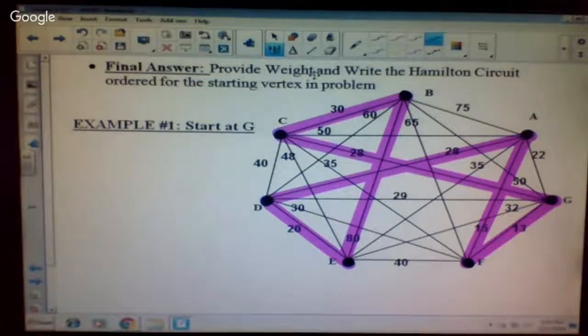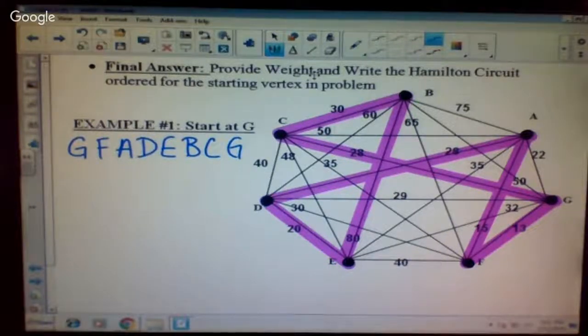So now, it says we need to start at G. So if I start at G, where did I travel to? F. F. Then I went to A. A, B. D, E. E, B. B, C. C, G. G.